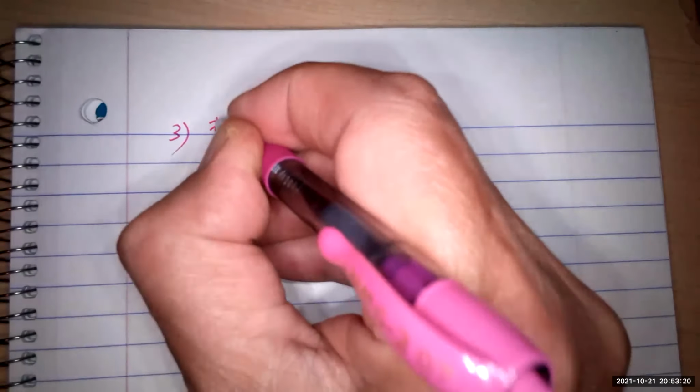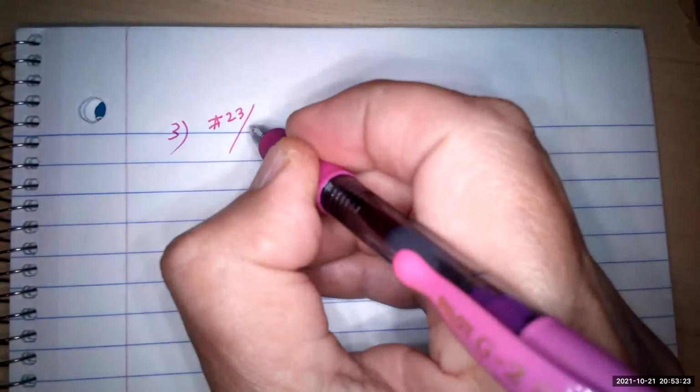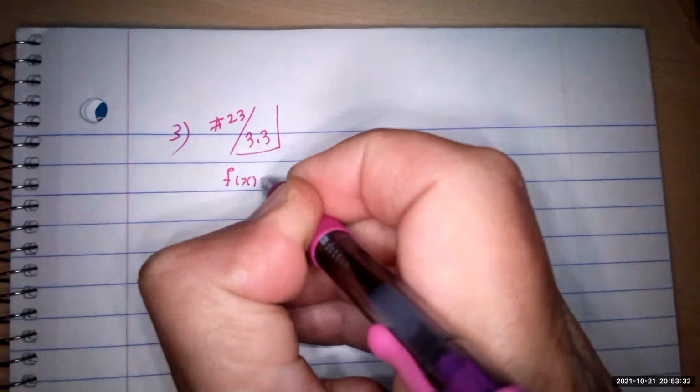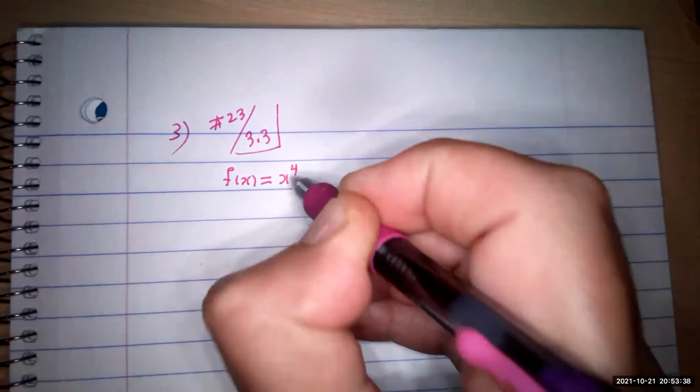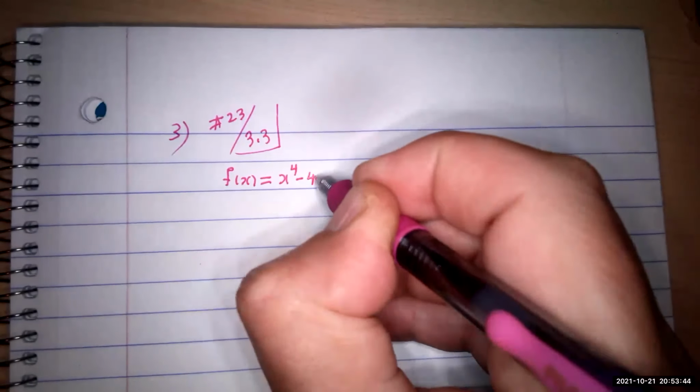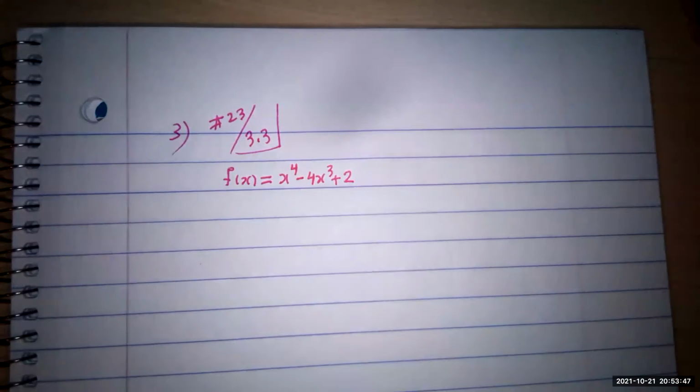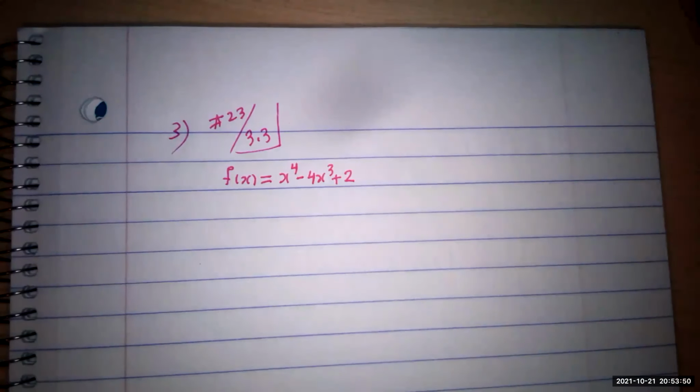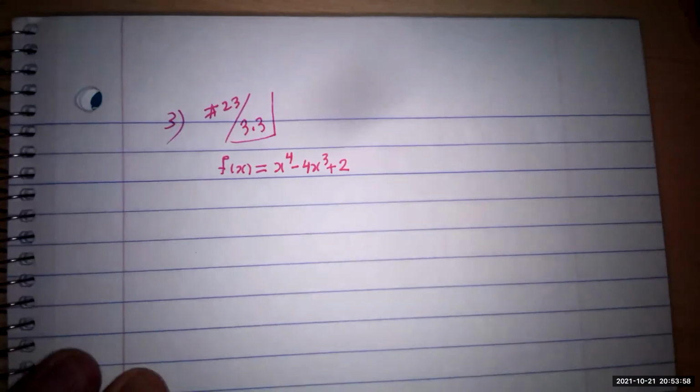So this example is going to be number 23 of section 3.3. Going to check to see if there is anything special about it. So you have f of x, the function, is x to the fourth minus 4x cubed plus 2. The question is the same. They ask you to use the second derivative test to find out the maximum and the minimum.